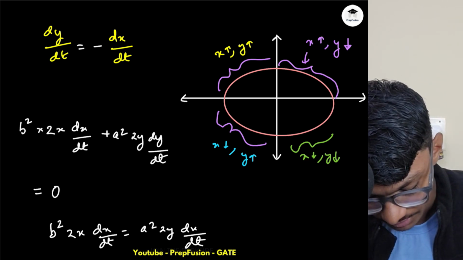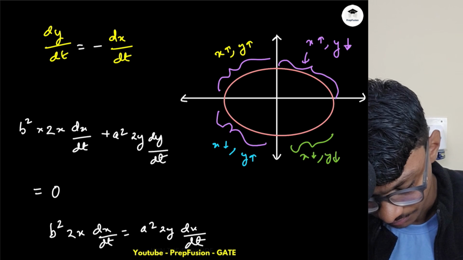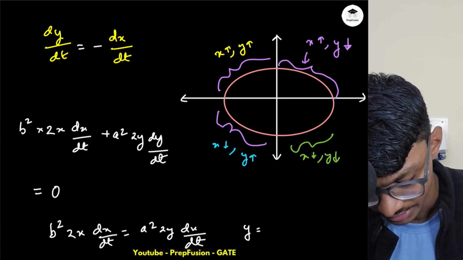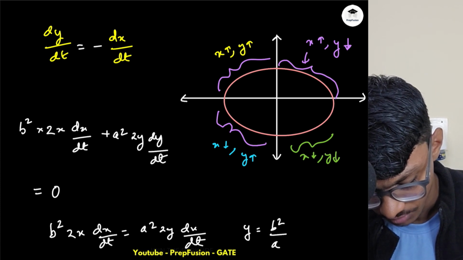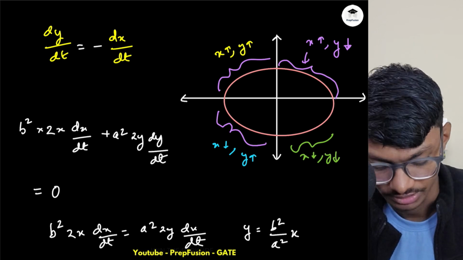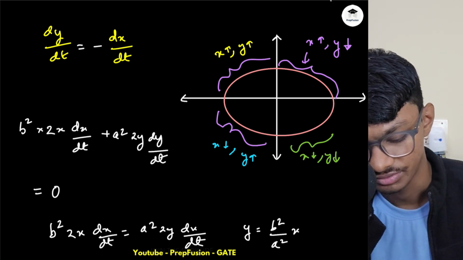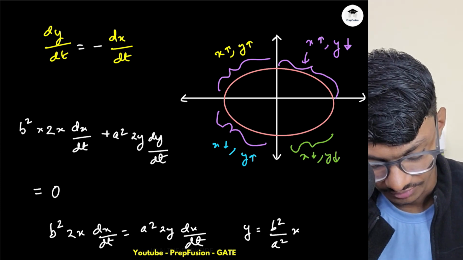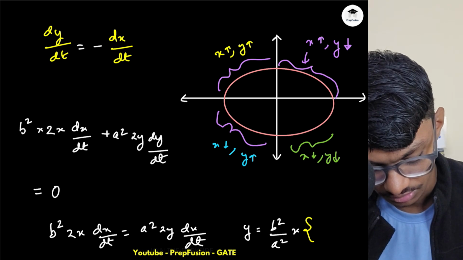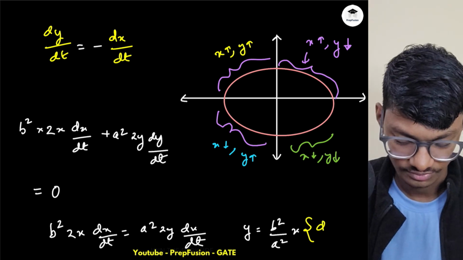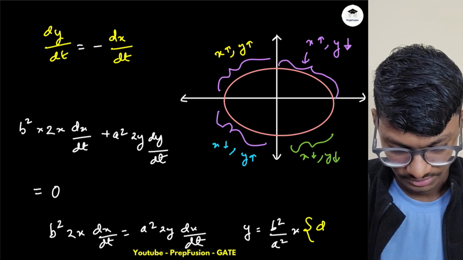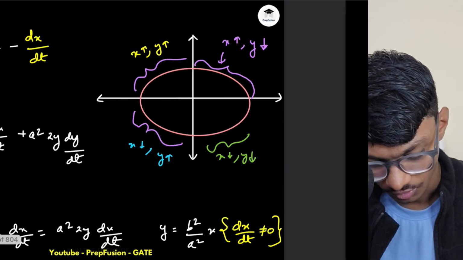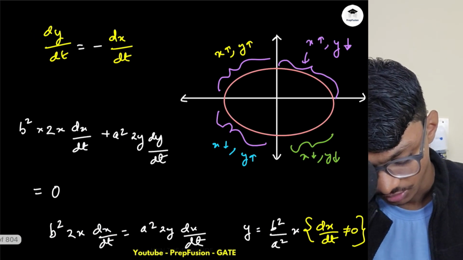So here in this case what is happening, y is equal to b square upon a square into x, because dx upon dt we are assuming is obviously not equal to 0, because I can't divide by 0, right? Again my pen is not working. I have to buy a new pen. So if dx upon dt is not equal to 0, we can do this.